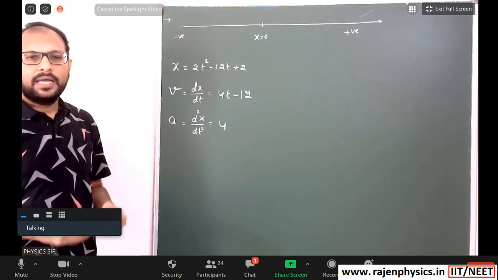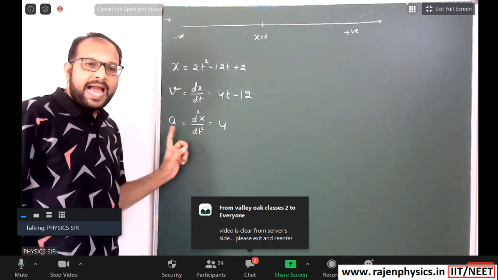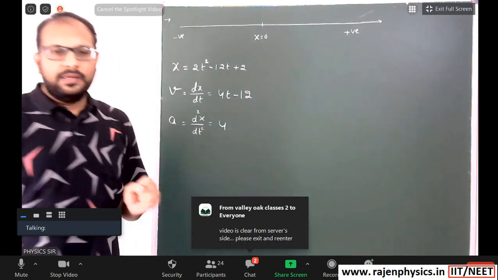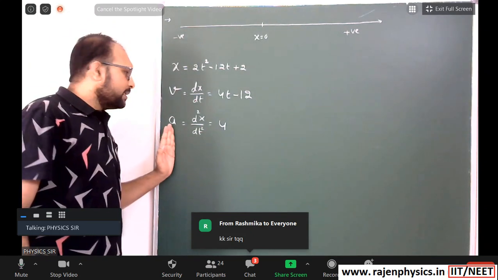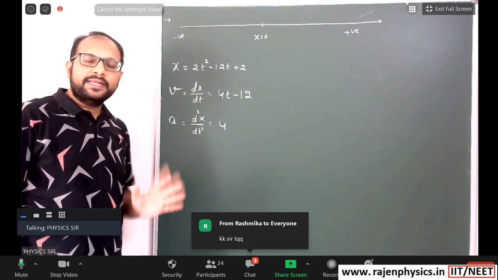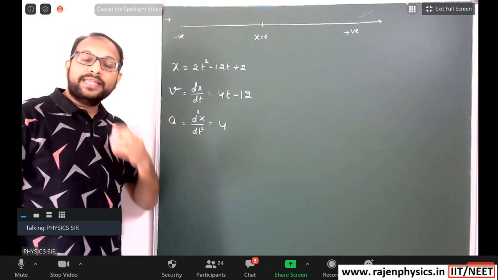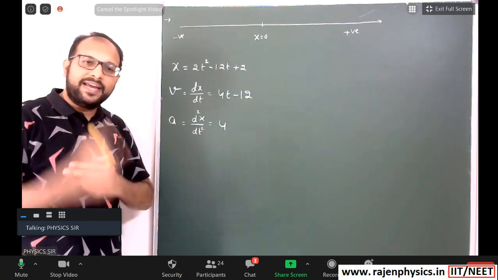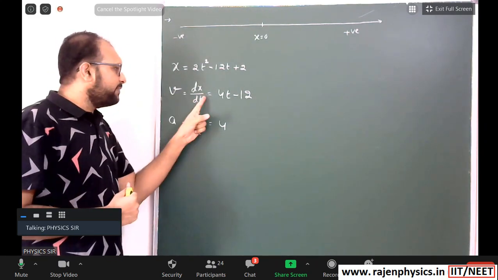So the acceleration is plus 4. Students, acceleration plus 4 is given. That is uniform accelerated motion. Uniform accelerated and non-uniform accelerated, all of this we will see very clearly in the kinematics part. But here your target is the first derivative and second derivative.